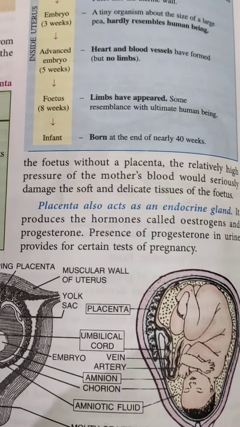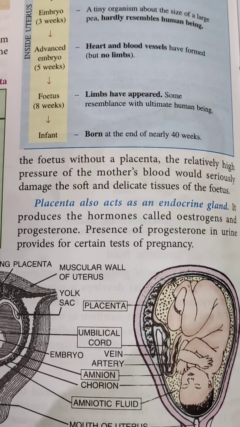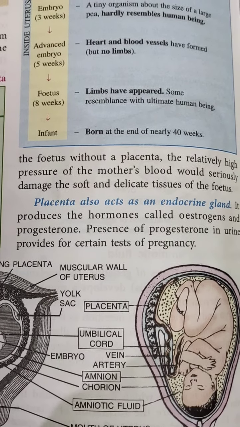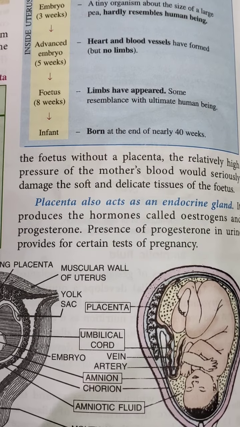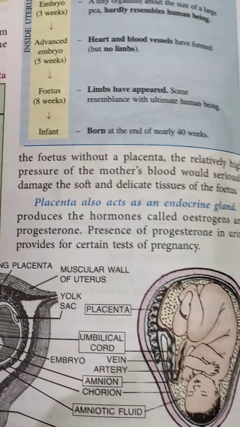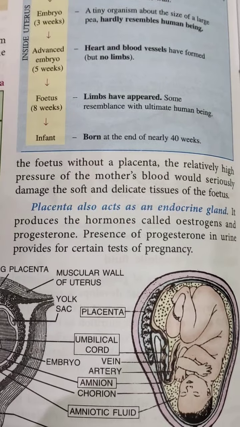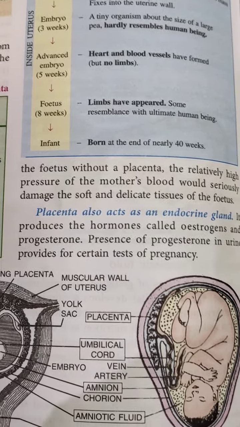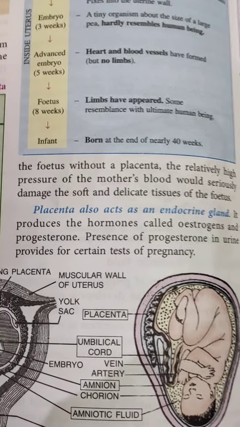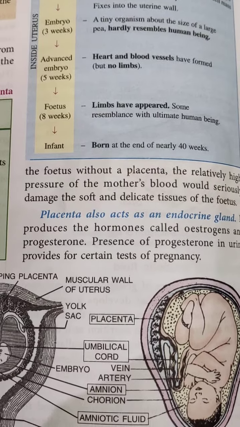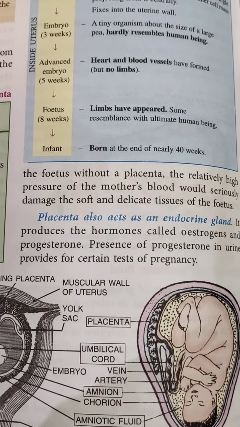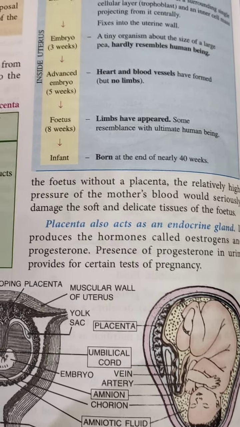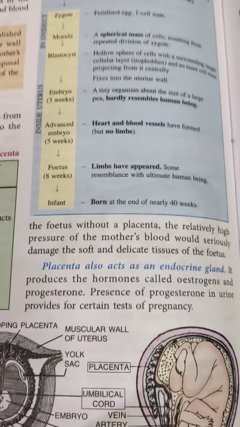Placenta also acts as an endocrine gland. It produces the hormones called estrogens and progesterone. Presence of progesterone in urine provides one of the tests of pregnancy. So you must know why placenta acts as an endocrine gland. The simple answer is because it can secrete two hormones, estrogen and progesterone. You know, endocrine means something related to hormones. So that is why placenta also acts as an endocrine gland, right?